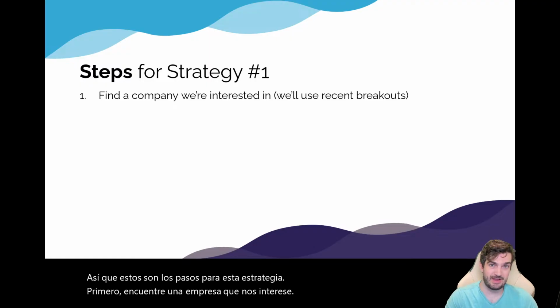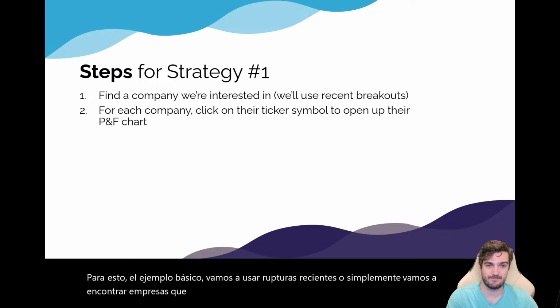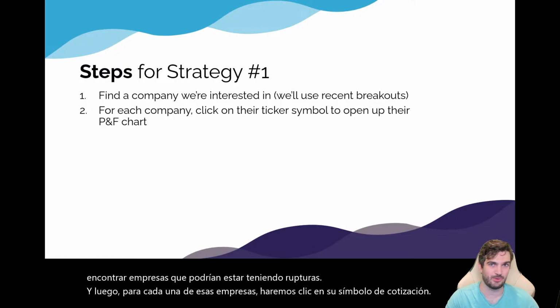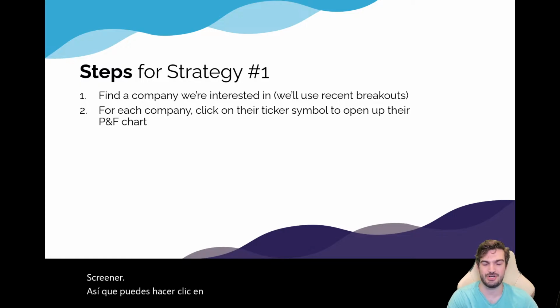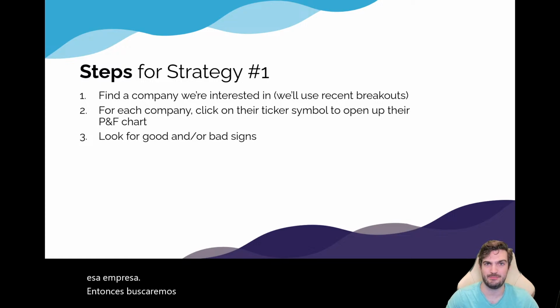For this basic example, we're going to use recent breakouts, or we're just going to find companies who might be going on breakouts. And then for each one of those companies, we'll click on their ticker symbol, because the Sector Explorer tool works with swing trade setups or the S&P screener. So you can click on the ticker symbol to see the stock chart for that company. Then we'll look for good or bad signs.